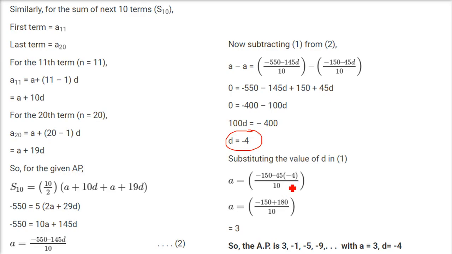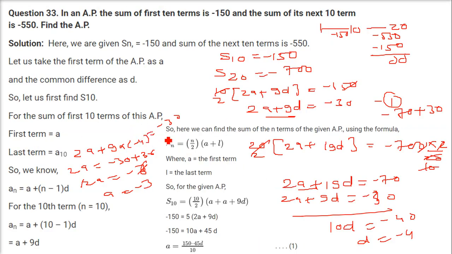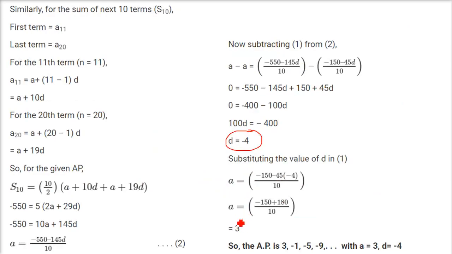Let me check: 36 minus 30 is 6, right? So 2A is 6, and A will be plus 3. So A is 3 and D is minus 4. Now you can easily find out the AP. You start with 3 and just add minus 4. 3 minus 4 is minus 1. Then add minus 4 to minus 1, so minus 1 minus 4 is minus 5, like this.